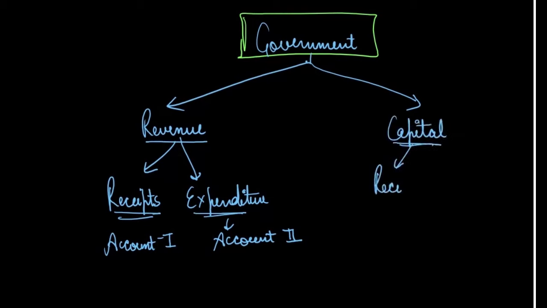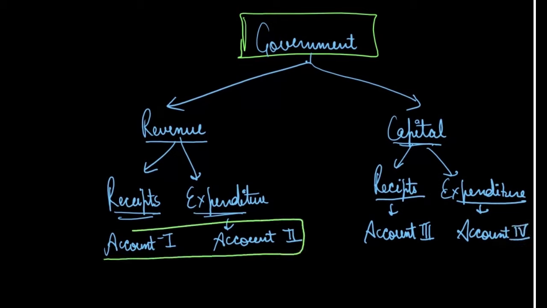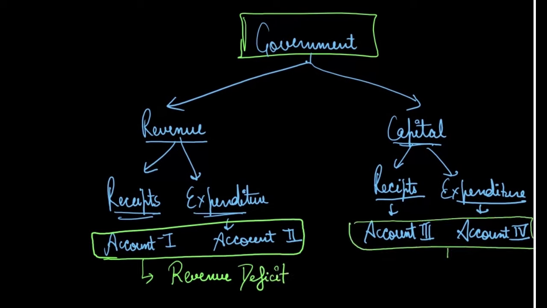Capital receipts in account 3 and capital expenditure under account 4. So the difference between account 1 and 2 is known as revenue deficit, and the difference between account 3 and account 4 is known as capital deficit.